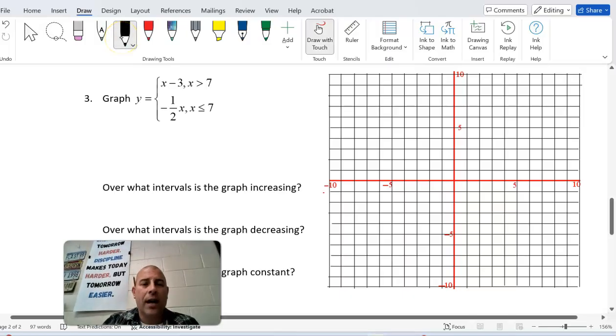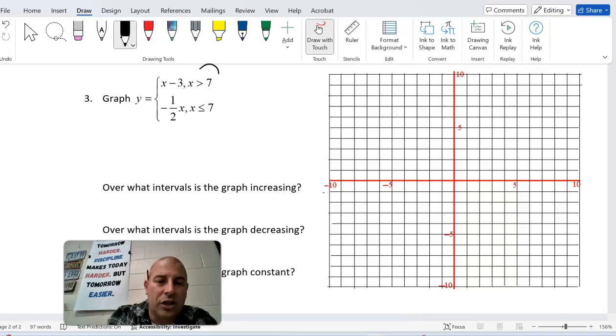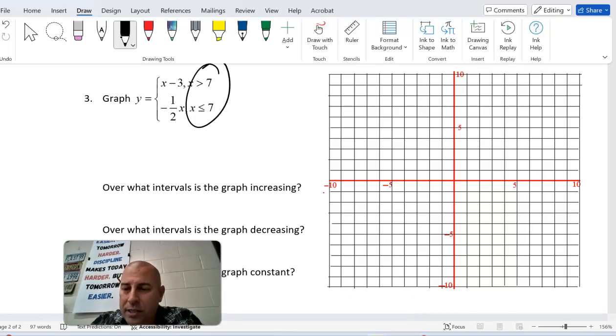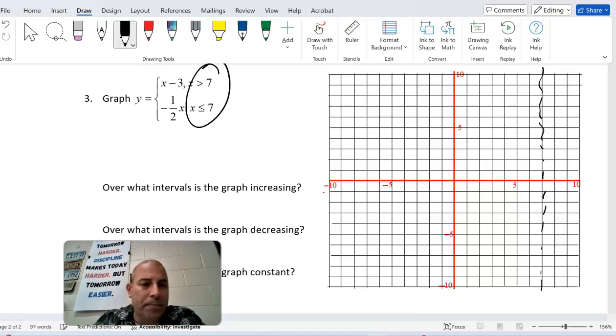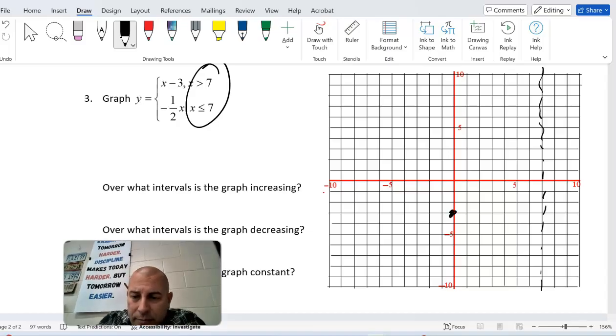Okay, so I can see my constraints are just at 7. So I'm going to go to 7. I'm going to put that dotted line in there. There's my bumper. x minus 3 when we're greater than 7. Okay, so down to negative 3. A slope of 1, rise 1, run 1, rise 1, run.